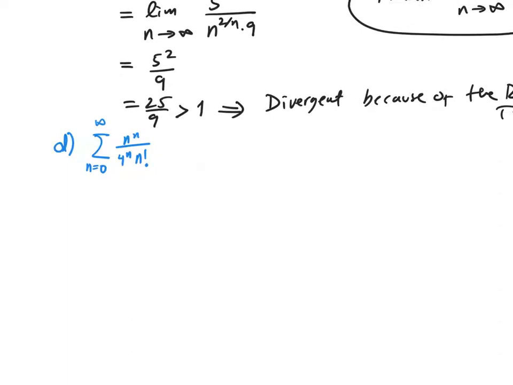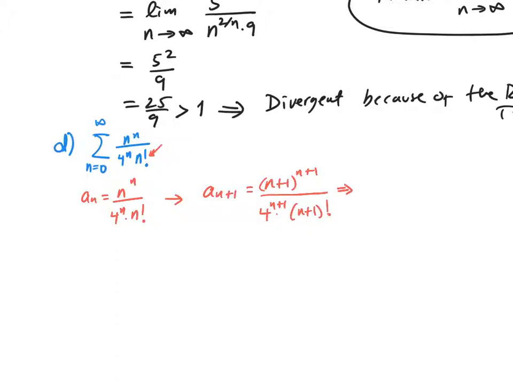Now in part D, the best method to use, since this one has a factorial, is the ratio test. So we use the ratio test. This is what we have here. a n is n to the n over 4 to the n times n factorial. So that implies that a of n plus 1 is n plus 1 to the n plus 1 divided by 4 to the n plus 1 times n plus 1 factorial.